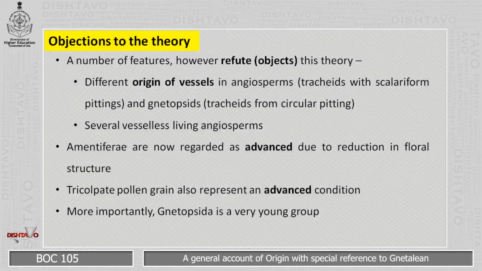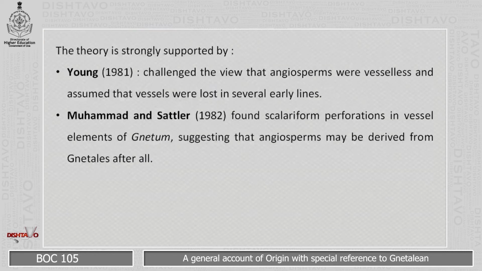So you cannot say that the Amentiferae is primitive. Then we have the tricolpate pollen grain that is also representing the advanced condition. And Gnetopsida is a very young group. So that's why there are objections that are being faced for the theory. However, this theory is strongly supported by some of the authors.